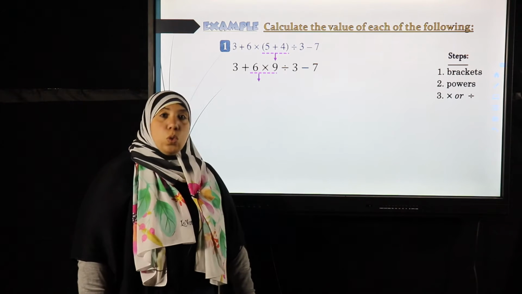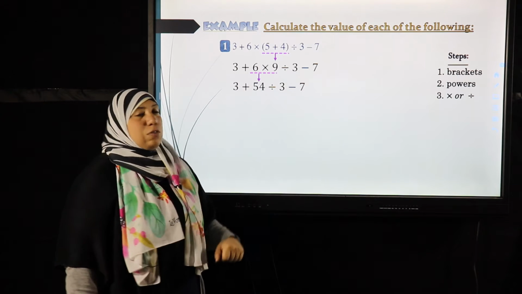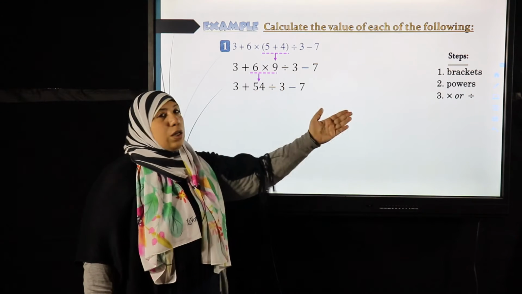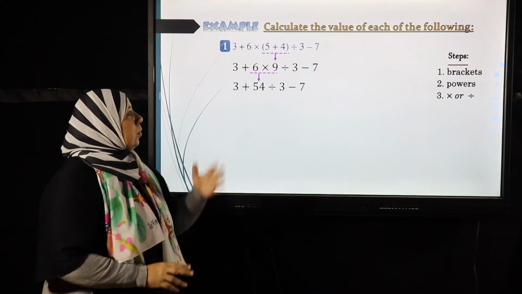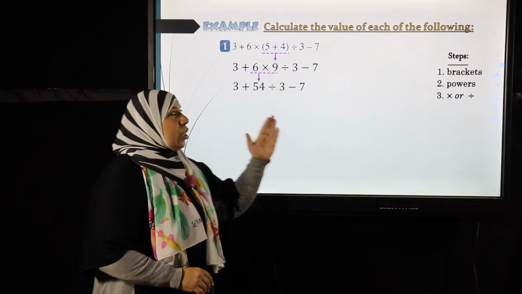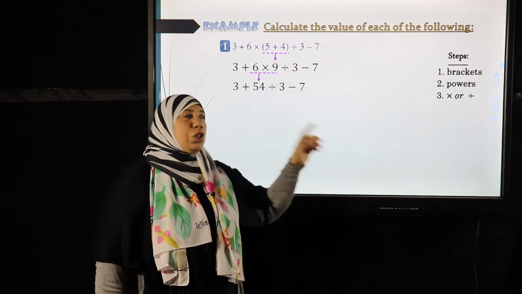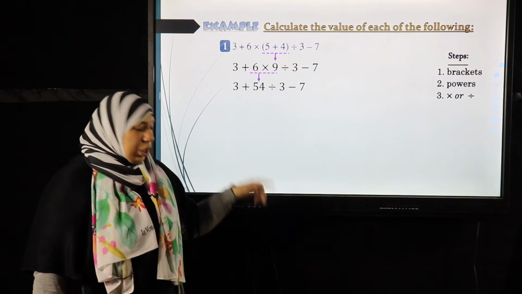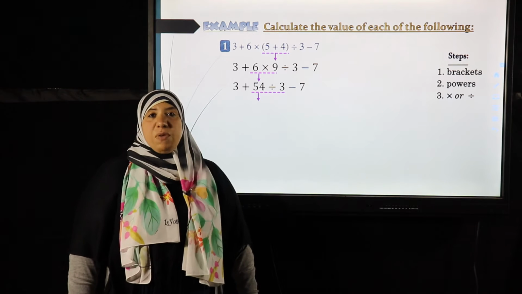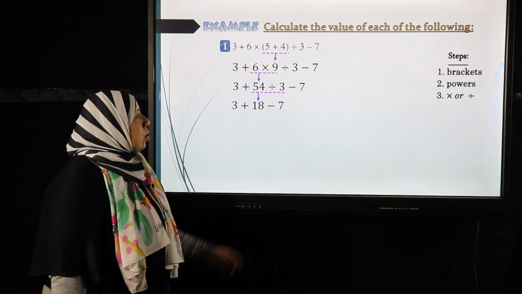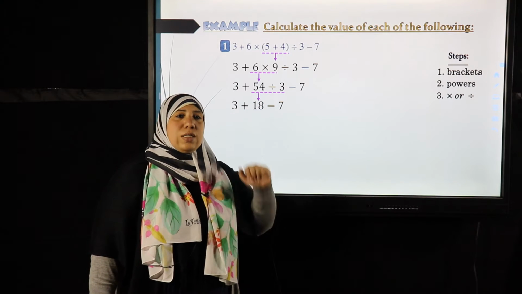I will write it again. 3 plus, and continue to the next step. 6 times 9 is 54, divided by 3 minus 7. I didn't do it yet. Here I have plus, divided, minus. I'm still in step number 3, the multiplication and division. There is a division here. So the division comes before plus or minus. 3 plus 54 divided by 3 is 18, minus 7.